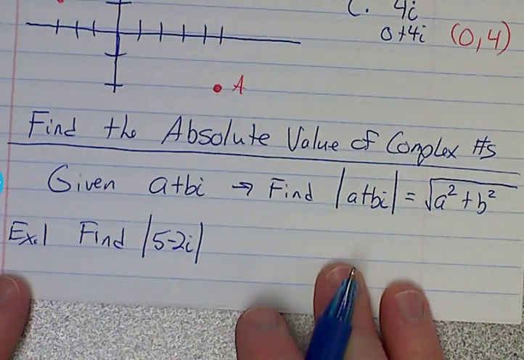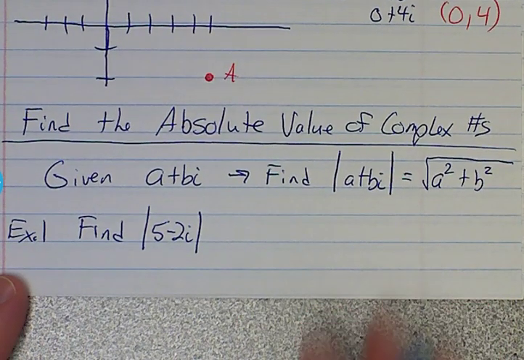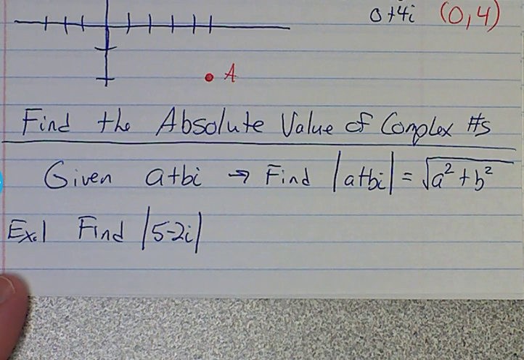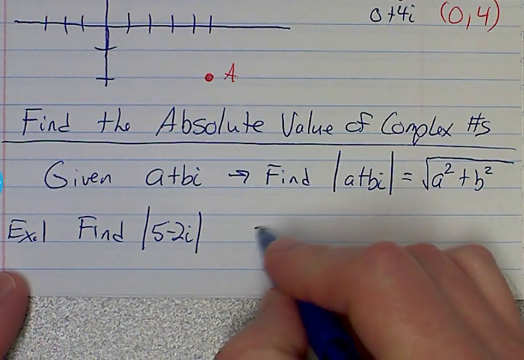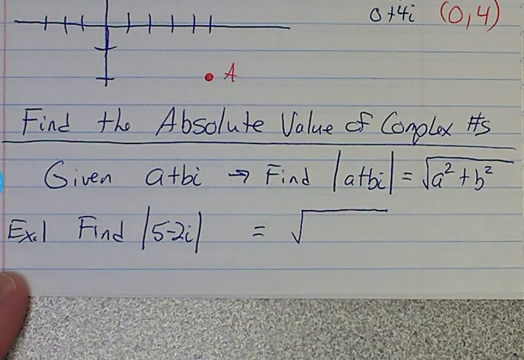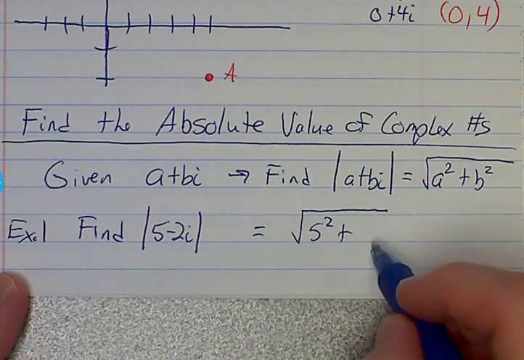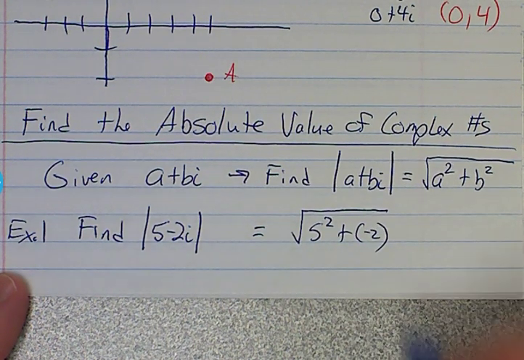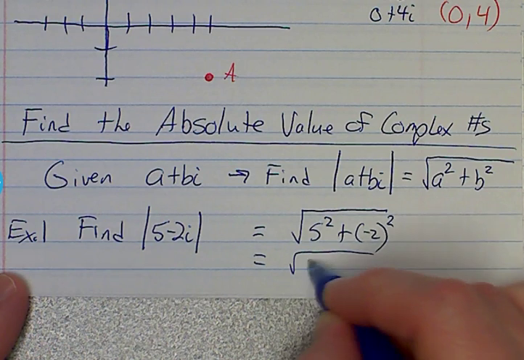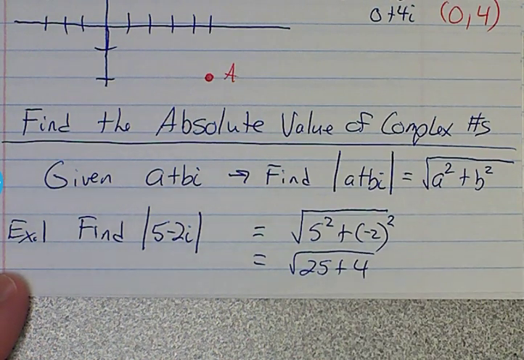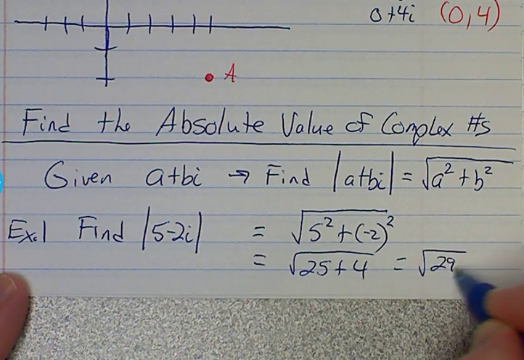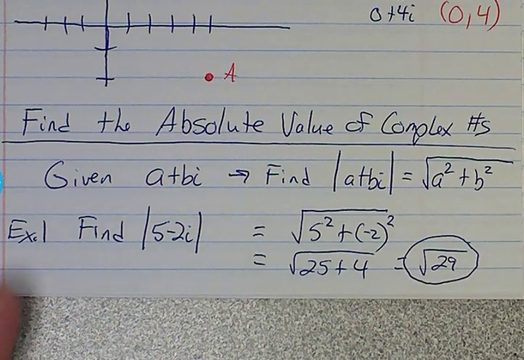Okay, so for this one, let's find the absolute value of 5 minus 2i. So your A value is 5. That's 5 squared. Your B value, and again, with the negative, be careful that you do negative 2 squared. Anytime you're plugging in a negative number, put that number in parentheses, because that will make sure you're doing everything you need to do. 5 squared is 25. Negative 2 squared is 4. 25 plus 4 is 29. And that would be your absolute value, the square root of 29.